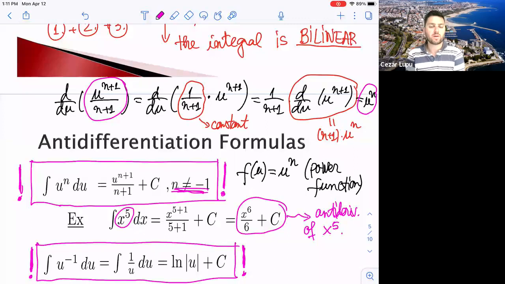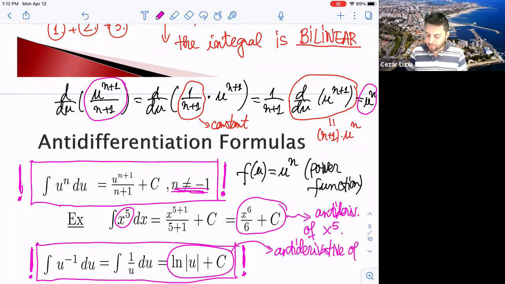Because of course, it depends on how you define. If u is positive, then you can take ln of u, no problem. So remember that the derivative of ln of u is 1 over u, right? Remember that? So in other words, you can say that this guy here is the antiderivative of 1 over u. Keep that in mind. All right.